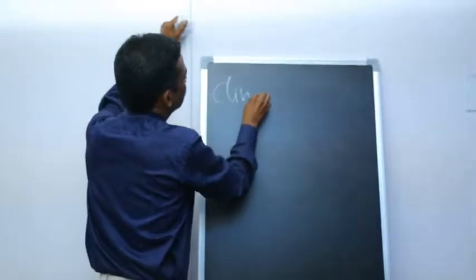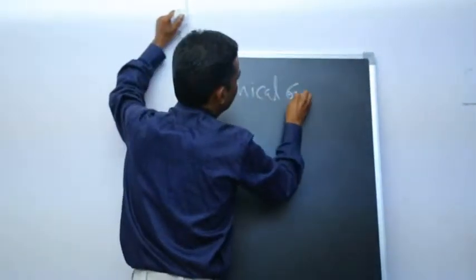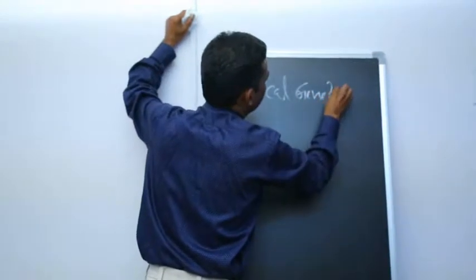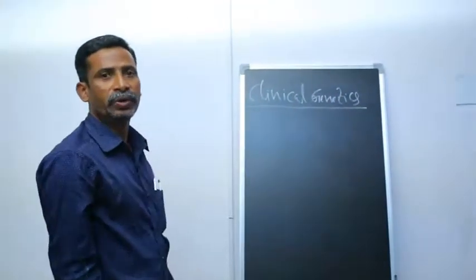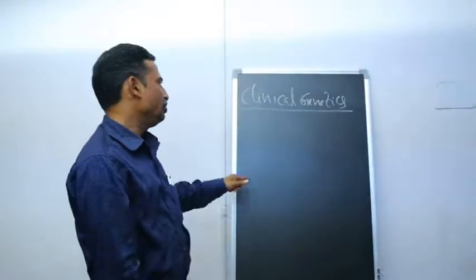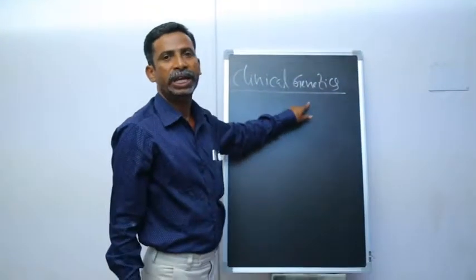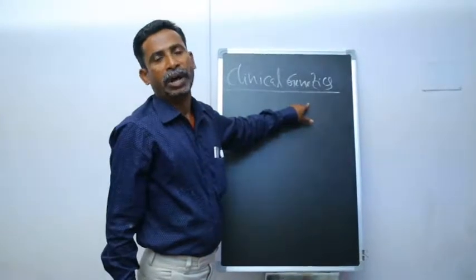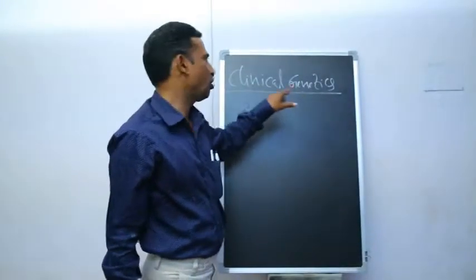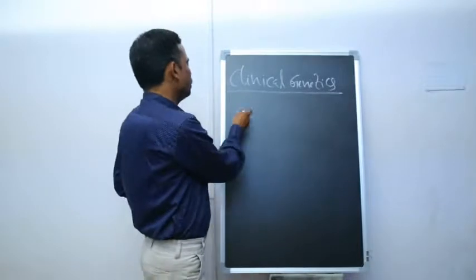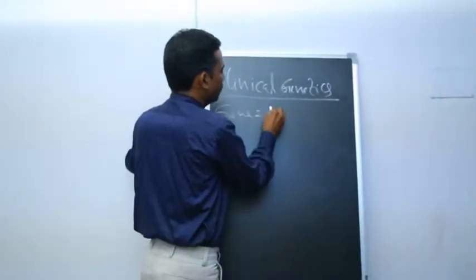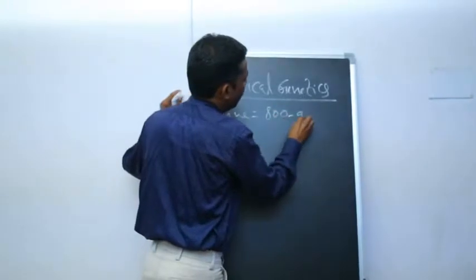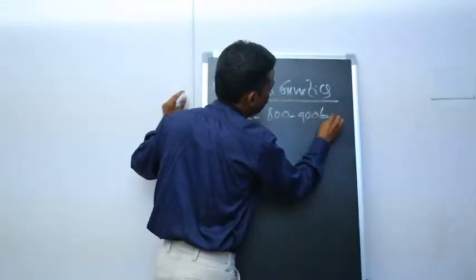Clinical genetics. Before discussing clinical genetics, we should know the gene. A gene means a sequence of DNA, a polymer of nucleotides. A single gene contains 800 to 900 base pairs.